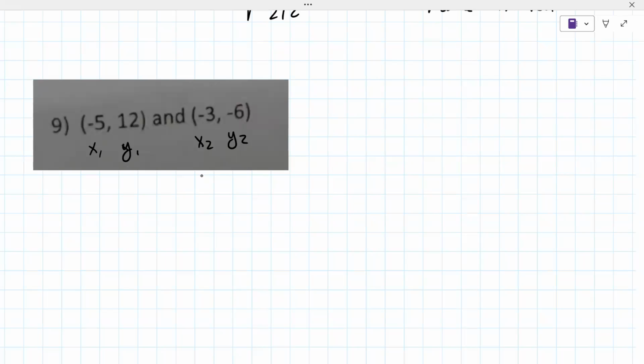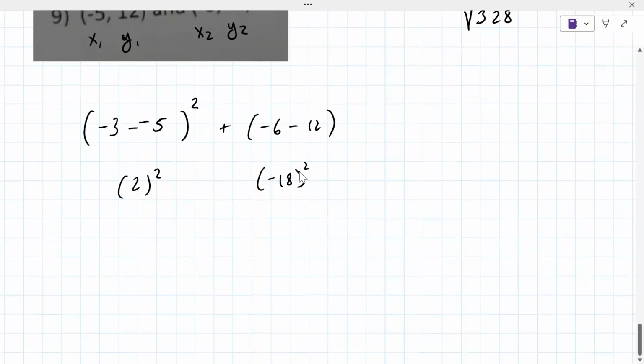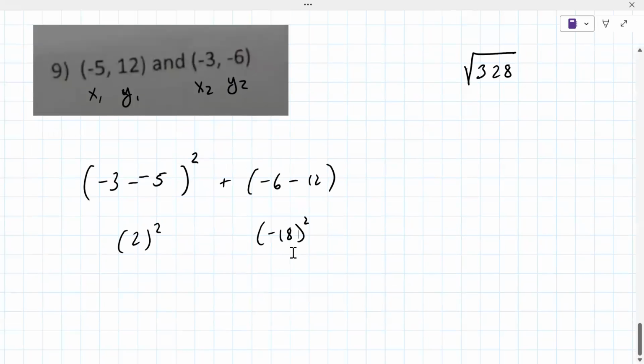Okay, I got the square root of 328. Like that? Yeah. Okay, so we have -3 minus a -5. Is that what you put down? Yeah. So what happens to the double negative there? It turns into an addition. Right, so that ends up being 2 squared. And then we have plus -6 minus 12. That's -18 squared. What did you get for that? 324. Okay, so you got it.